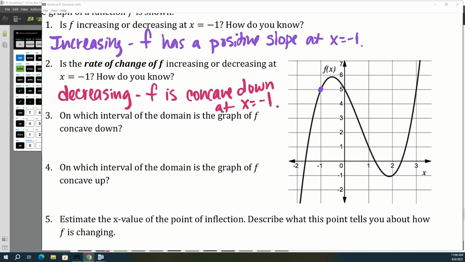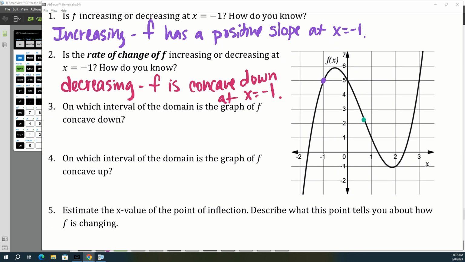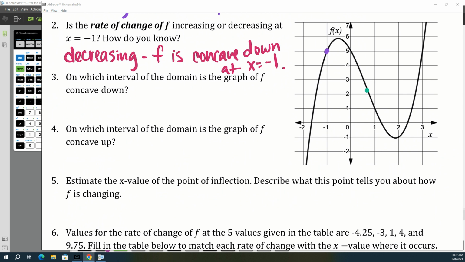0 and 1. I would say it's about right here. You might say it's closer to 0 or closer to 1. I'm going to say it's right there. All we can do is estimate it. It's okay. So I'm going to say that it's about 0.75.